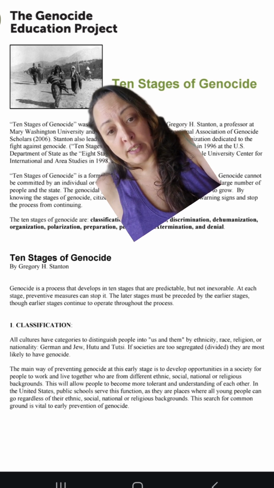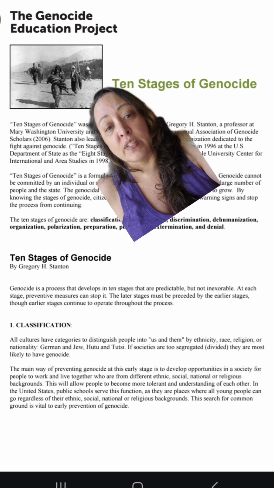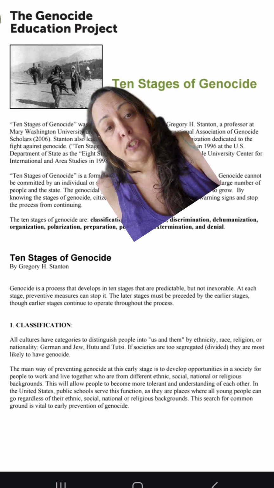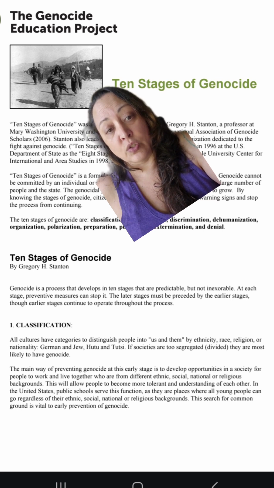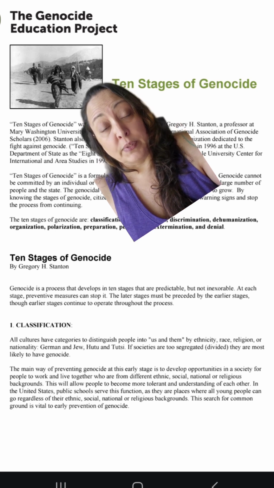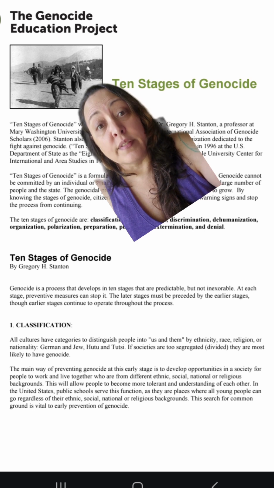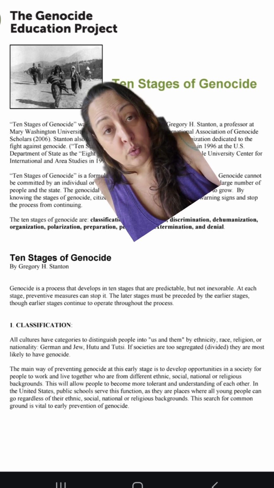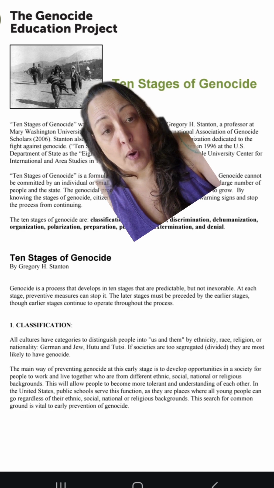In the United States, public schools serve this function, as they are places where all young people can go regardless of their ethnic, social, national, or religious backgrounds. This search for common ground is vital to early prevention of genocide. So the fact that there is a plan to get rid of schools and that they are not allowing schools to be safe places anymore is a problem, since that is only step 1.